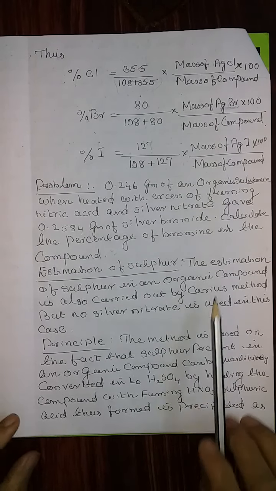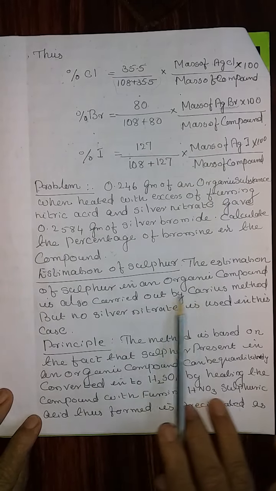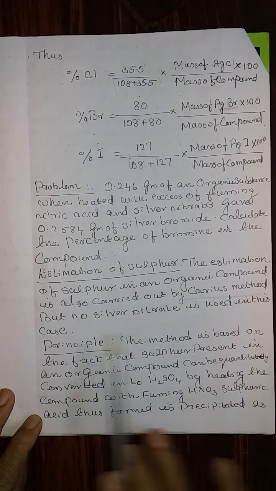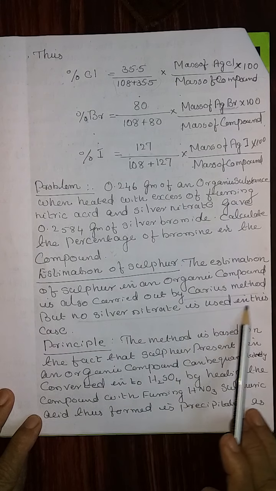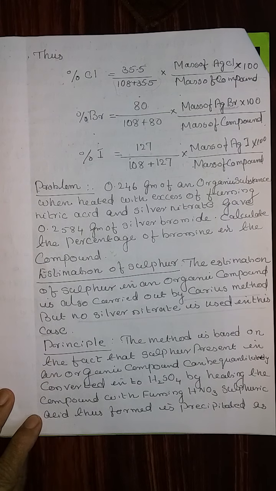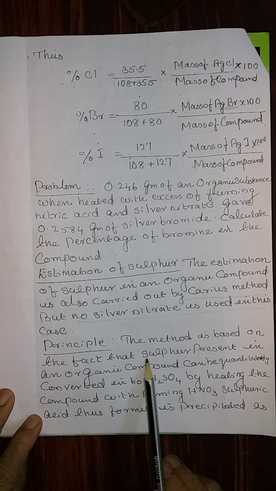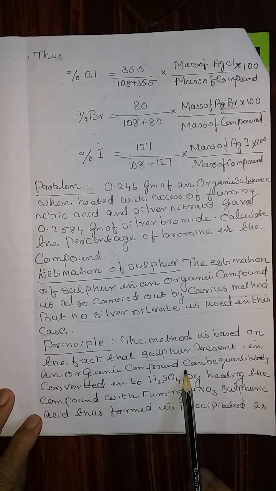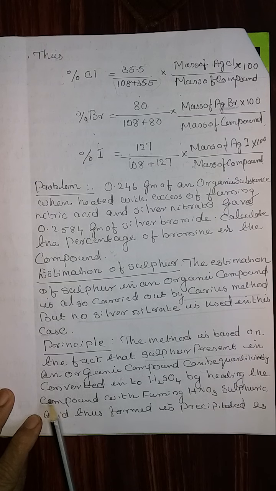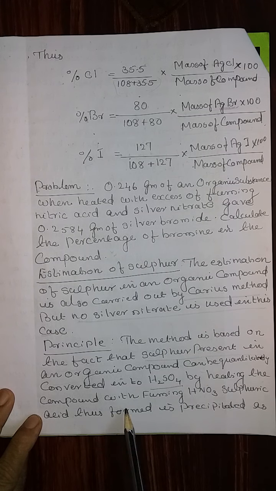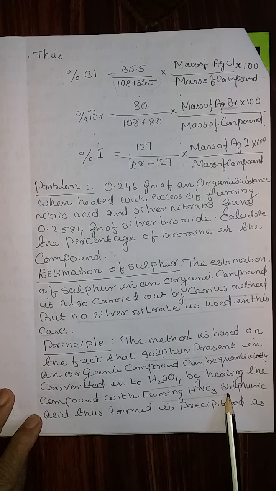Estimation of sulfur. The estimation of sulfur in an organic compound is also carried out by Carius method, but no silver nitrate is used in this case. Principle. The method is based on the fact that sulfur present in an organic compound can be quantitatively converted into sulfuric acid by heating the compound with fuming nitric acid.